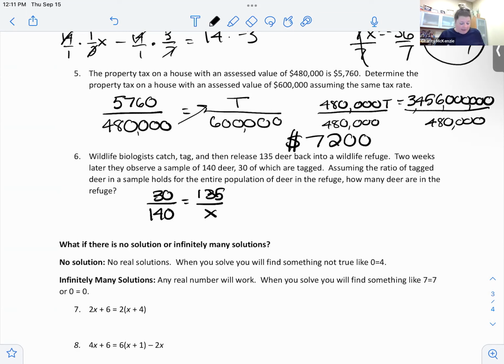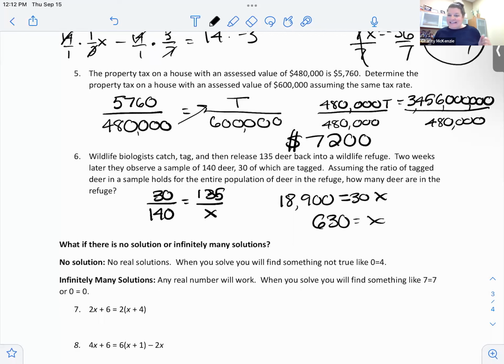So 140 times 135 is 18,900 equals 30 times X. So then we divide by the 30 and I get 630. So we are going to estimate that there are 630 deer according to this tag method out in the wild.